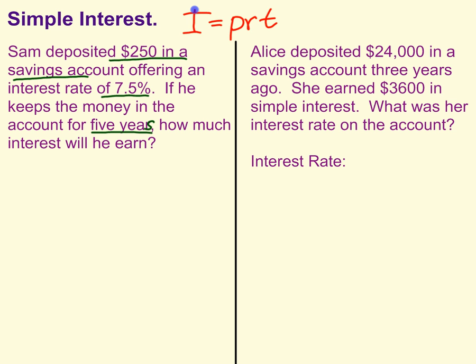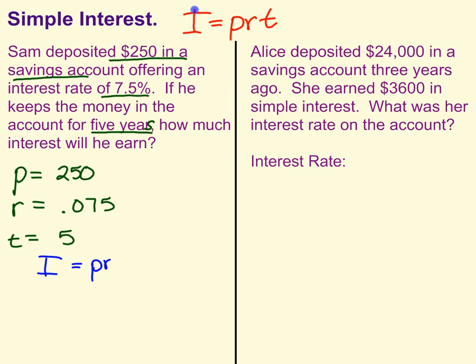So what do we know? He deposited $250. That's your P. That's your principal deposit. So we know that that's $250. The interest rate is 7.5%. We just have to move the decimal over 2 spots. We're going to say 0.075. And then the money stays in the account for 5 years. Well, there's our time. So T equals 5 years. And then you just set up following I equals PRT.